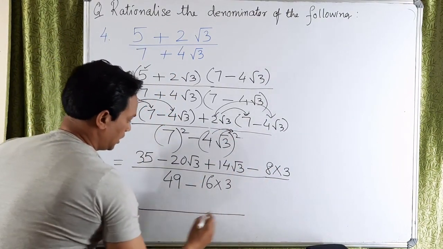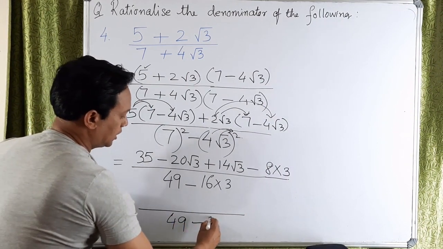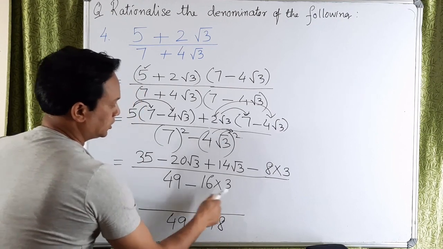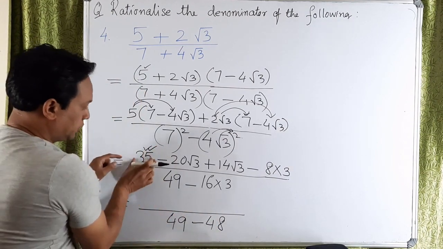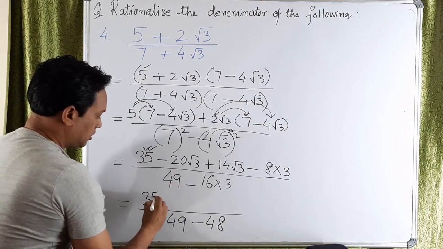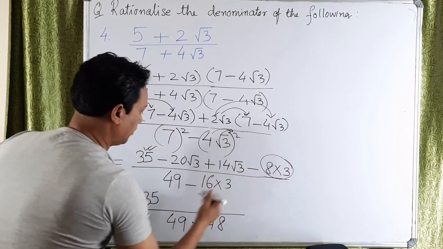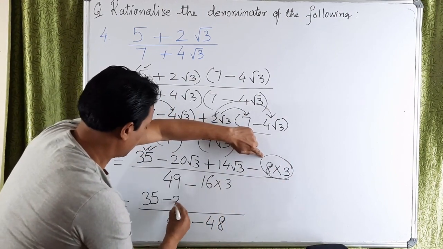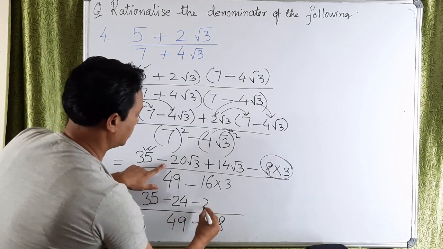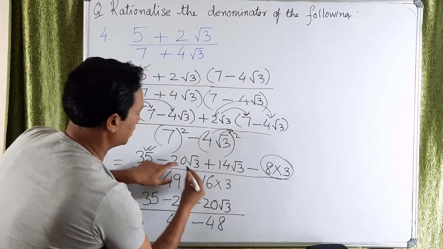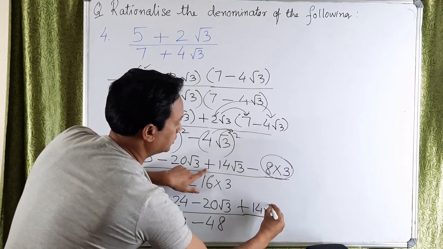Next line. Now here, start always from the denominator. 49 minus 48. 16 3s are 48. Now you see, this is a rational number. 35. Let me arrange the numbers. This is irrational. Let's leave it. Now this 8 3s are 24. That 24, let me bring in front. Minus 24. Then I have minus 20 root 3. Then I have this plus 14 root 3.